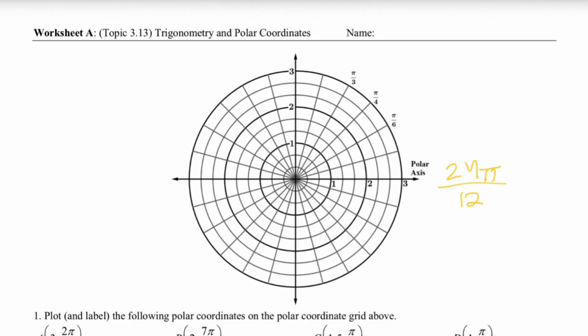If I'm counting, this is pi over 12. This is 2 pi over 12. This is 3 pi over 12. This is 4 pi over 12, and so on. If we simplify these values, we get these: this one, if we divide both by 4, gives us pi over 3. If we divide this by 3, that's pi over 4. Divide this by 12, top and bottom, that's pi over 6.